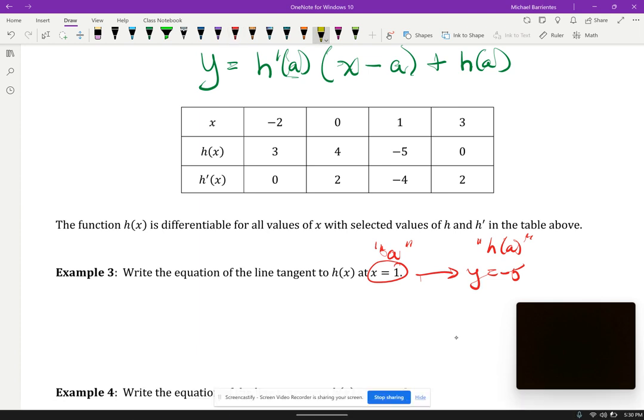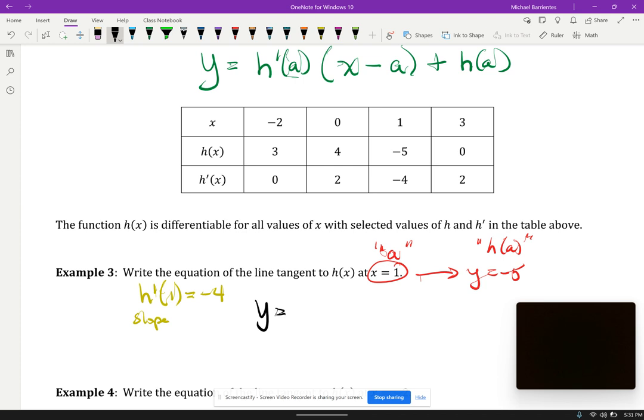Now we need the slope. I need to know the slope, h prime of 1. This would be the slope. Well, h prime of 1, when x equals 1, h prime is negative 4. So I have everything I need. I have my slope, I have my x, I have my y. So I'm ready to write my equation.